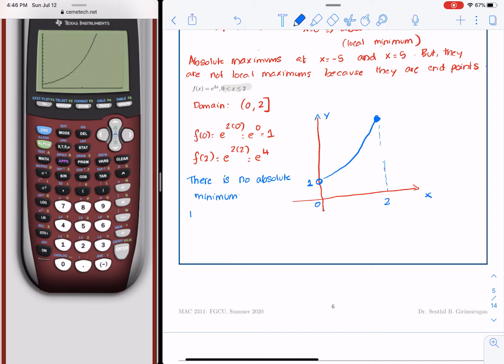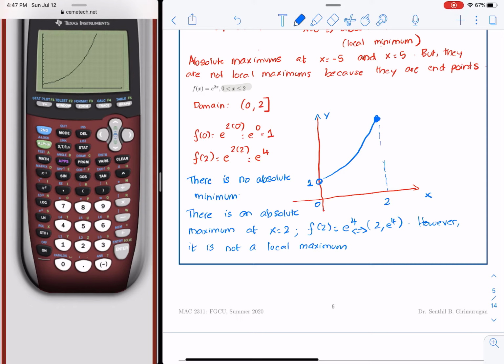But there is an absolute maximum at x is equal to 2, and we have f of 2 equals e raised 4. So as a coordinate pair, that would be 2 comma e raised 4. But is that a local maximum? No. And it is not a local maximum because x is equal to 2 is an endpoint.